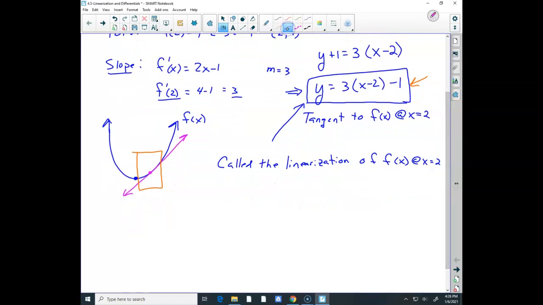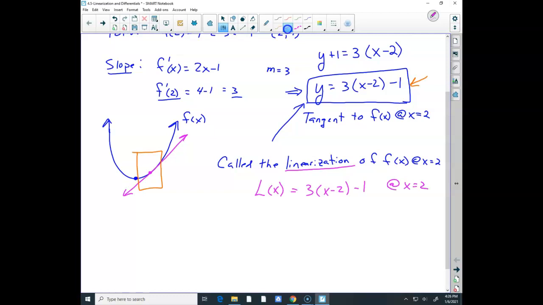Well, the linearization actually has a special name in calculus. They call it L of x, okay? And L of x is just another way to say find the equation of a tangent line. If they say find L of x, find the linearization, that means find this function L of x, and L of x actually equals 3 times x minus 2 minus 1 at x equals 2.